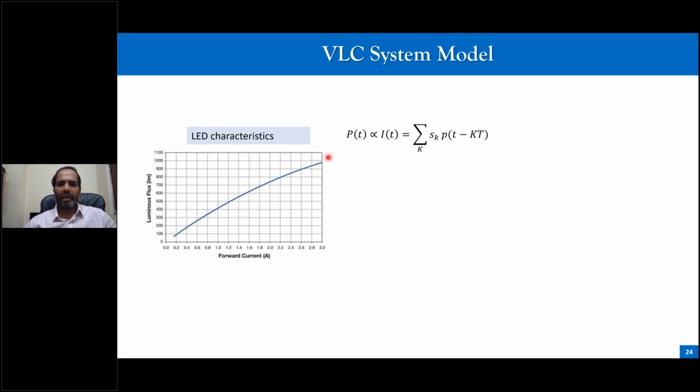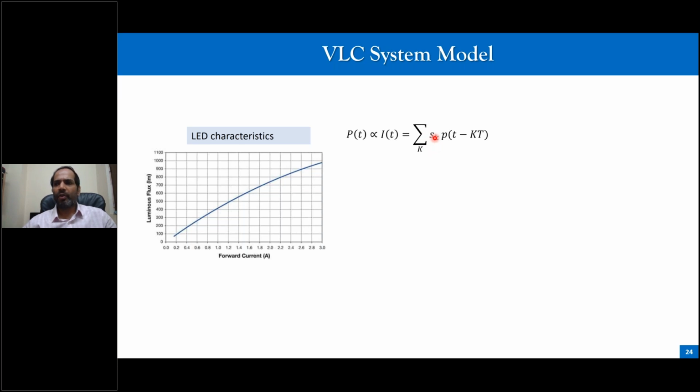So typically what I'm saying is this P_T, the power that the LED transmits, is proportional to the current I_T, right? And this current I_T is something like this. This is my information signal. So this s_k is the model for digital communication. The s_k's are the symbols that we want to transmit.